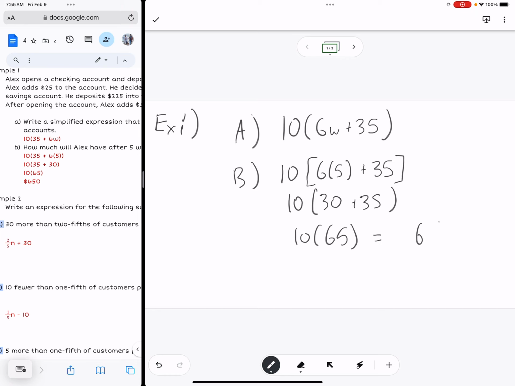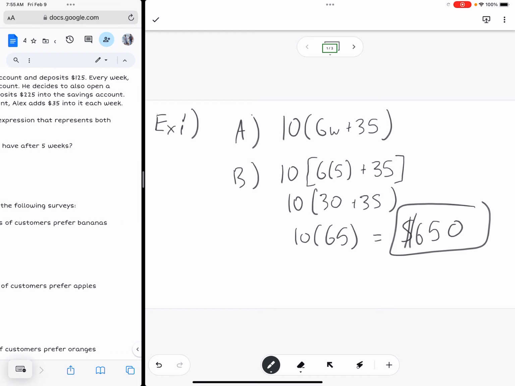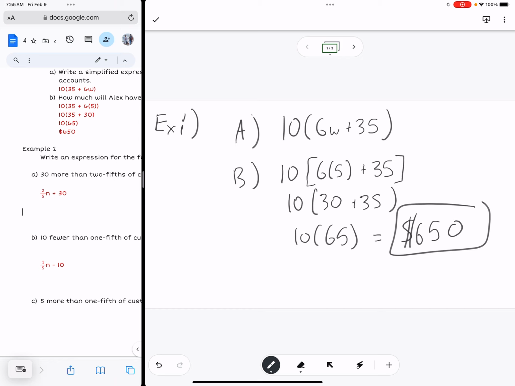Yep, and then what is my label? Yes, it is dollars. So we have to realize that it's a combined amount in both accounts. So he has $650 total. I got $650. You're still going to get it because they're equivalent expressions.